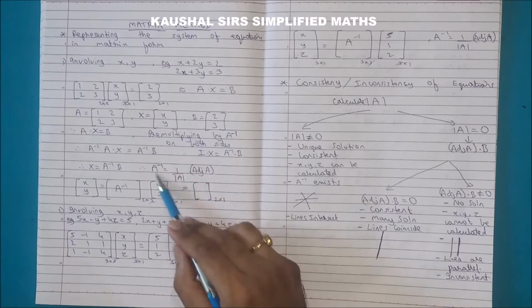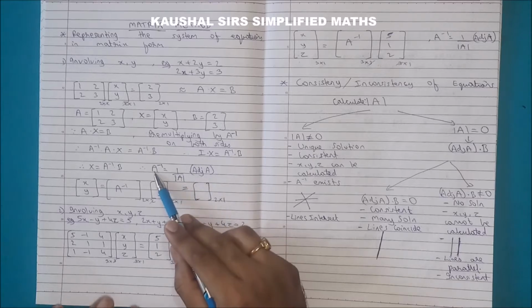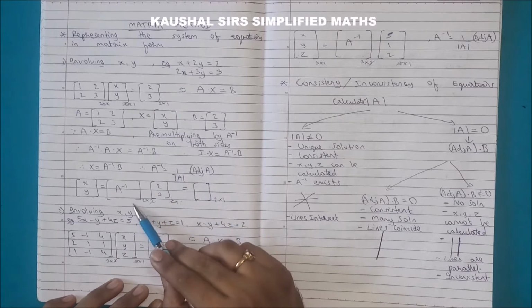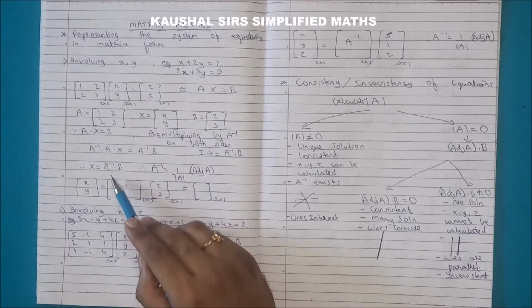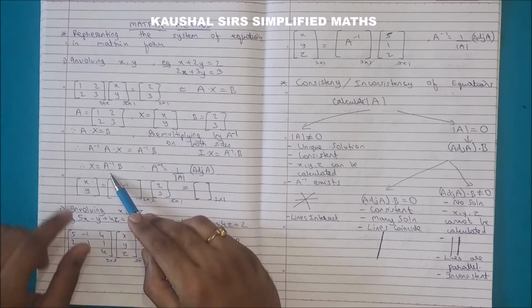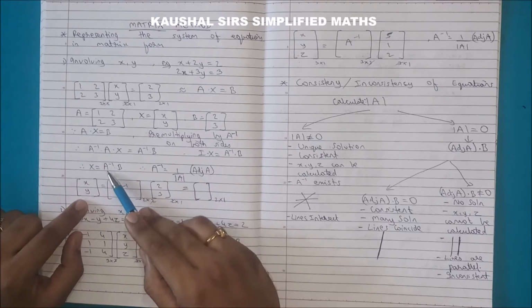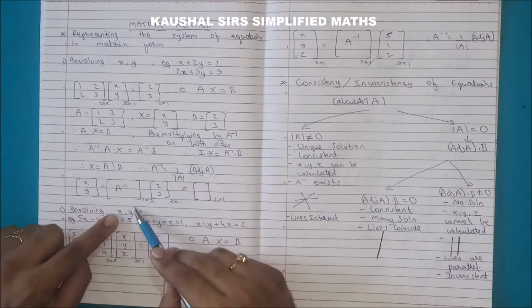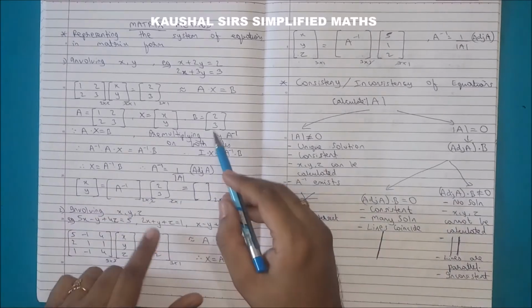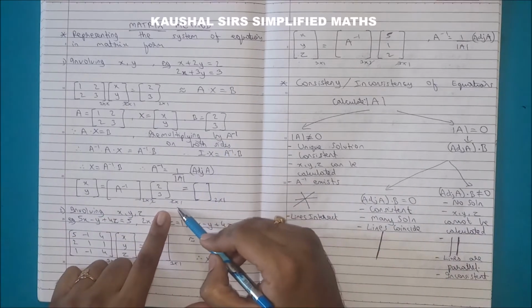Now students, imagine that you have found out A inverse. So what is the order of A inverse going to be? It is going to be a matrix of the order 2 by 2. Now in this equation we put the corresponding matrices. So X is your x and y, A inverse which you would have found here is of the order 2 by 2, and this is your matrix B of the order 2 by 1.